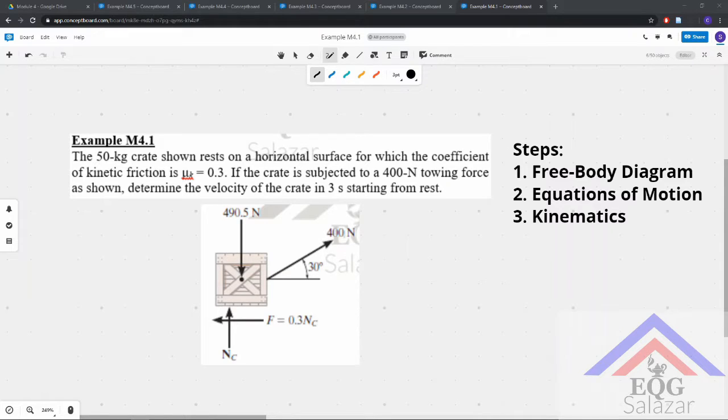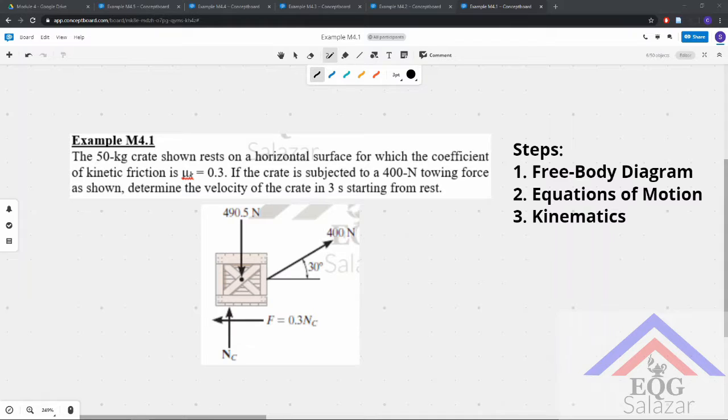Example M4.1: the 50 kilogram crate shown rests on a horizontal surface for which the coefficient of kinetic friction is 0.3. If the crate is subjected to a 400 Newton towing force as shown, determine the velocity of the crate in 3 seconds starting from rest.